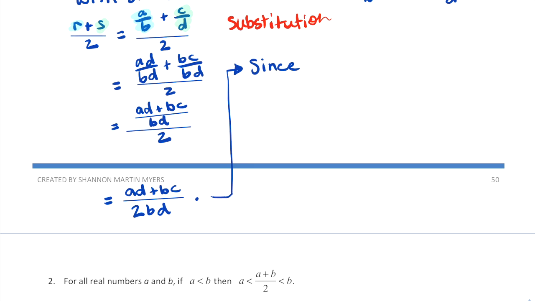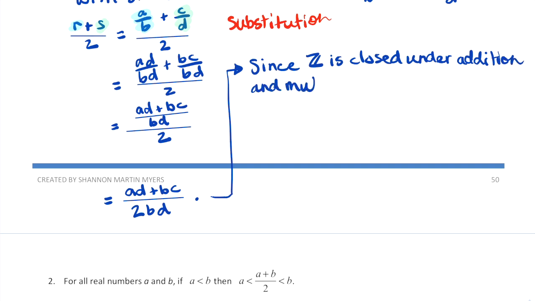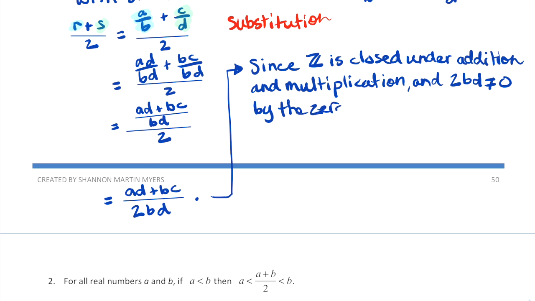Since the set of integers is closed under addition and multiplication, and 2, which is an integer, times B times D is not equal to 0 by the zero product property, then R plus S over 2 is rational.